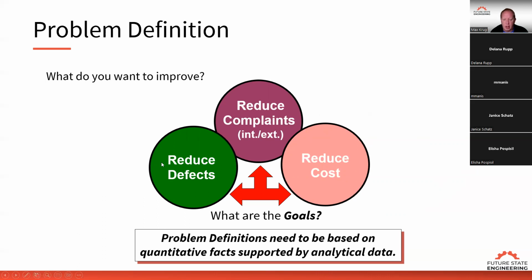So let's define our goals. And our problem definition needs to be based on qualitative facts supported by analytical data. So it's not just people's opinions. Deming had another statement: without data, you're just another opinion. So we need data, we need facts that support our findings or our problem definition. And again, another mistake I see companies make.